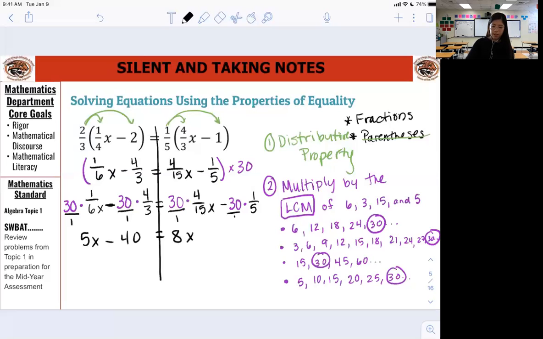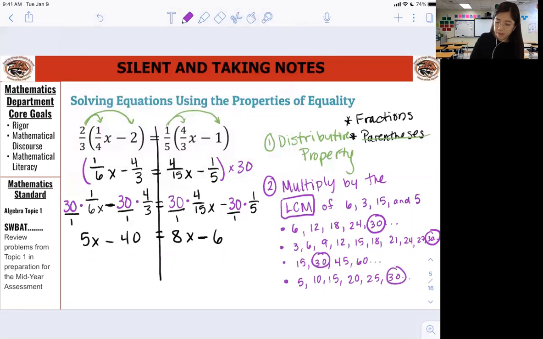And then finally, 30 times 1 is 30, and 30 divided by 5 is 6. Yeah, and I have a negative sign, so minus 6. So notice we had to take it step by step, but it was very worth it because now all of those fractions are long gone.